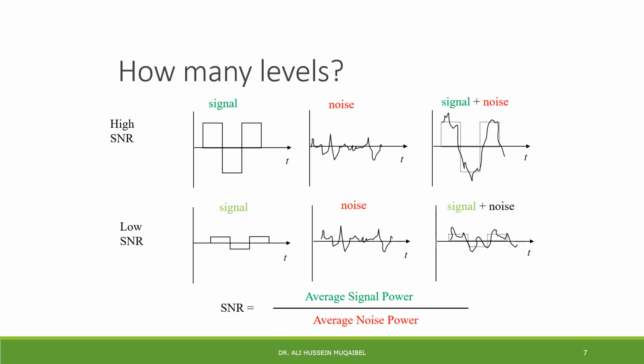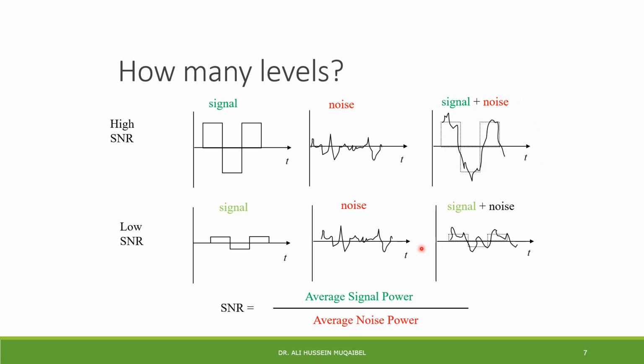Now, what is the limit? How many levels can we have in general? I'm showing you 2 examples. For the case of high signal to noise ratio, we have a strong signal, and the same noise is shown here. And we have low signal to noise ratio, which I am showing in terms of a weak signal. This signal is shown here below as small amplitude. If you combine these two together, you'll find that the levels are distinguished. So we can distinguish between the levels.